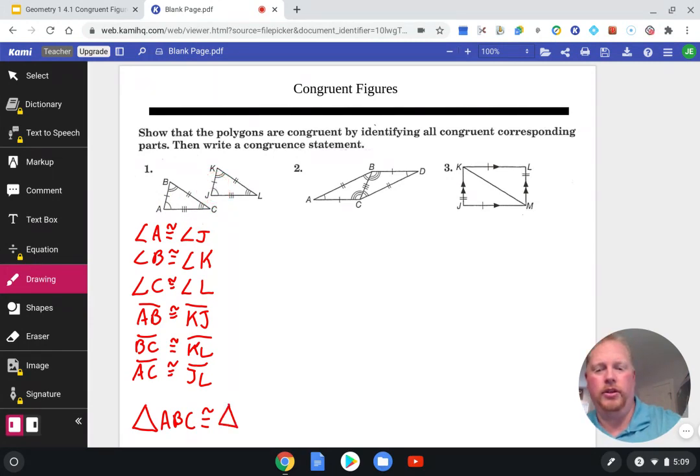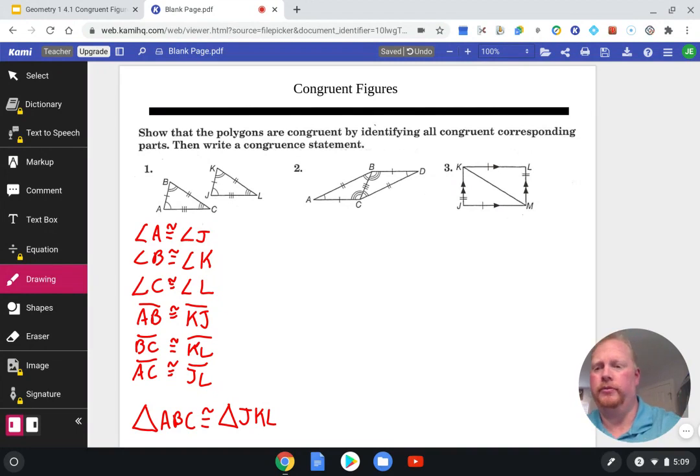So triangle J, and then I went from A to B, so that would be J to K, and then to L. So when you make your congruent statement, do your first one however you want, but make sure you follow the exact same pattern in your second triangle.